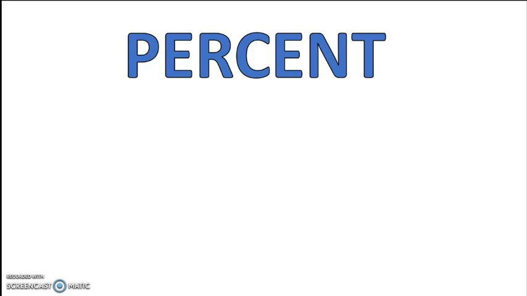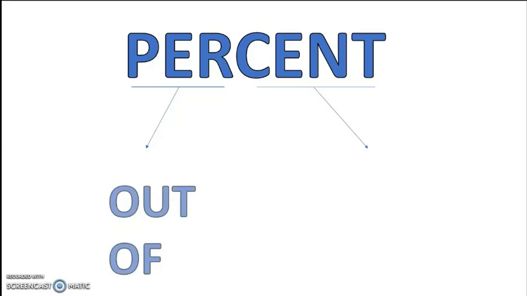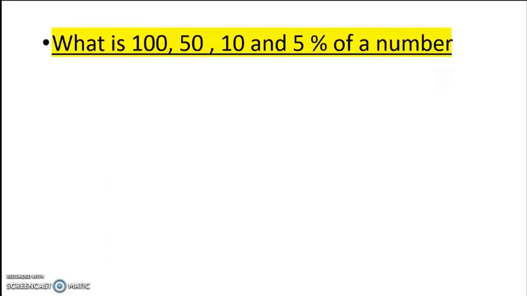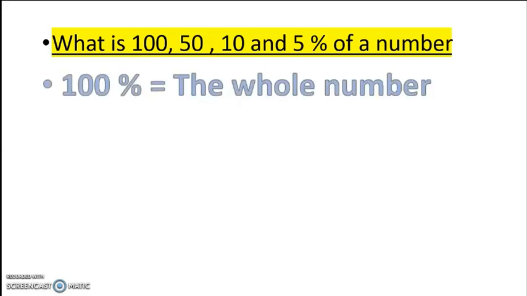So today we'll be doing percentage. Percentage has two parts, per and cent. Per means out of, and cent is 100%. Percentage is just a number over 1. So what is 100%, 50%, 10%, and 5% of a number?